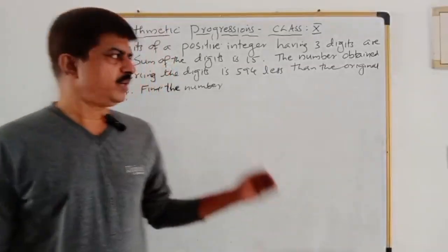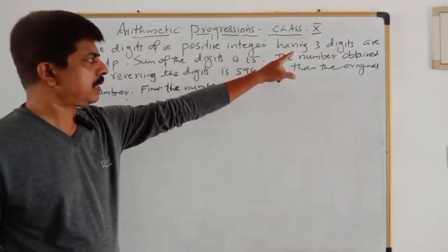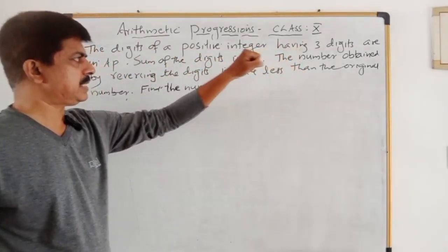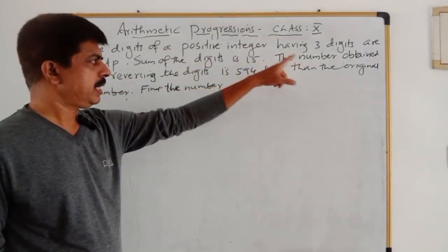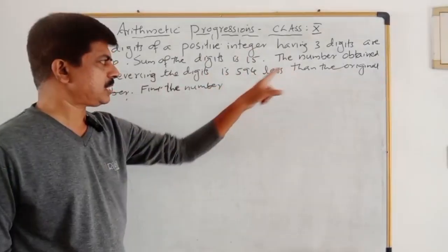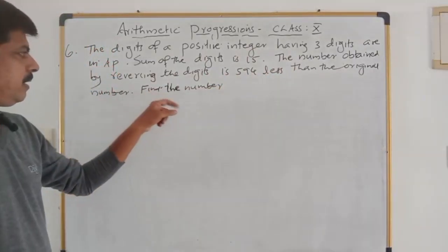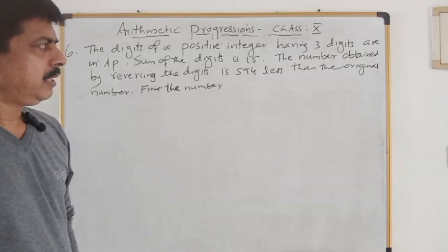Now we are going to discuss our sixth question. The digits of a positive integer having 3 digits are in AP. The sum of the digits is 15. The number obtained by reversing the digits is 594 less than the original number. Find the number.